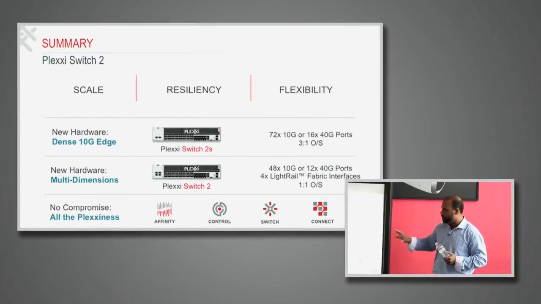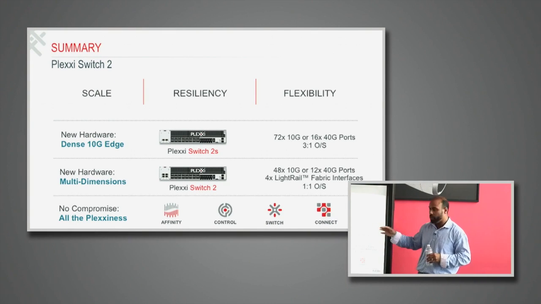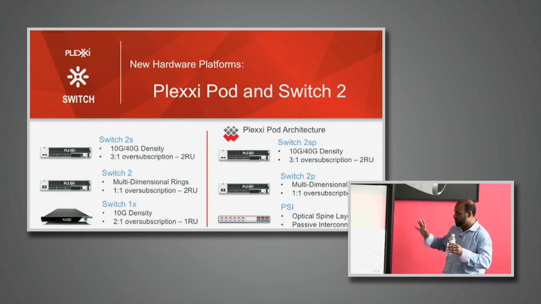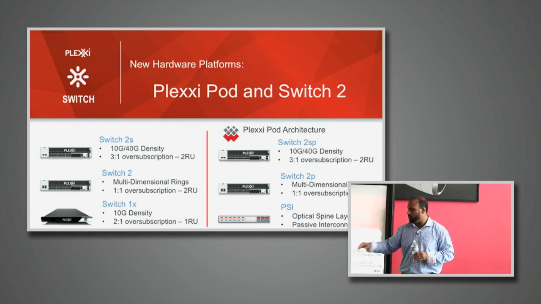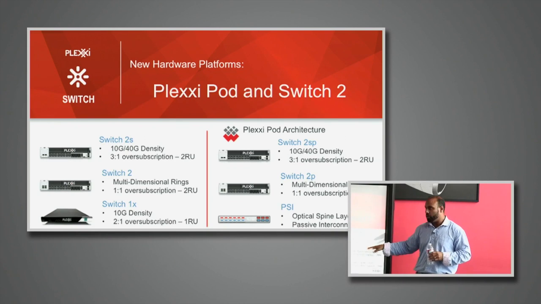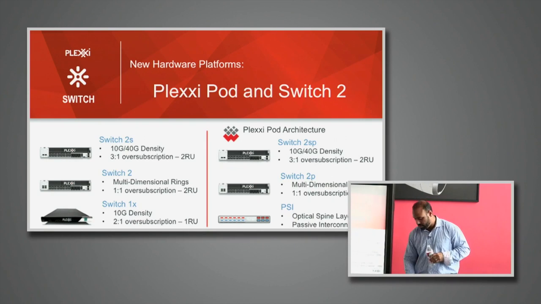So just to summarize, in the WDM line, there are two new models, the 2S and the 2. The 2 is the 48 1-for-1. The 2S is the oversubscribed version of that, so if you want additional edge port density, you can do that. And this summarizes all the new hardware that we are coming out with in the next month or so. The pod architectures are the 2SP, the 2P and the PSI. And the WDM architecture is the 2S, the 2, and the switch 1. Again, all the 2 models share exactly the same architecture, just different configurations and different optics between those 2 columns.